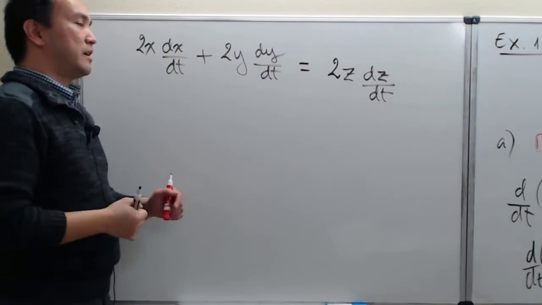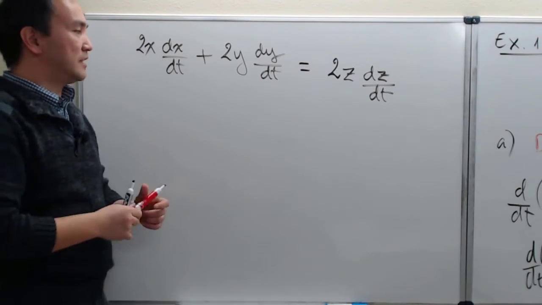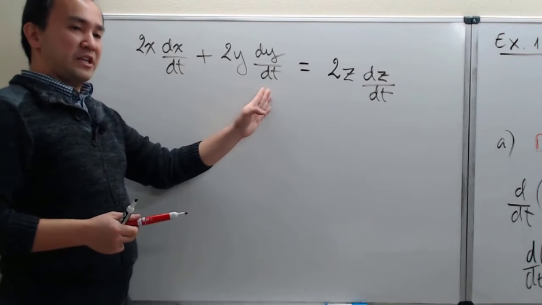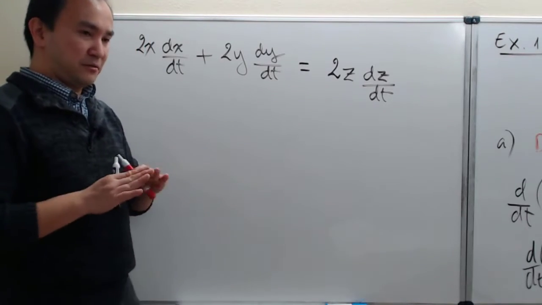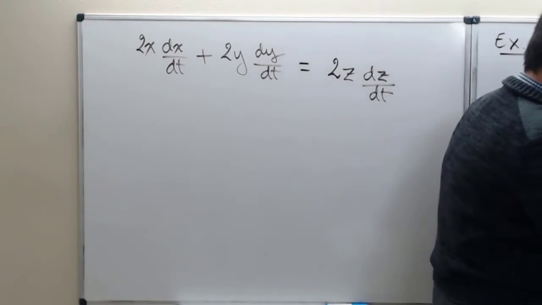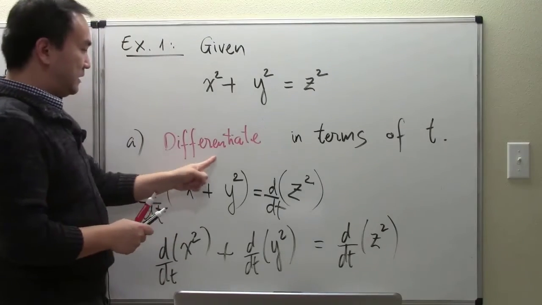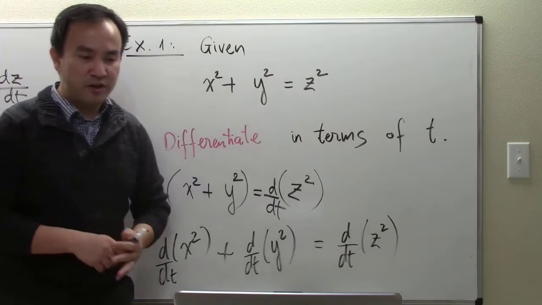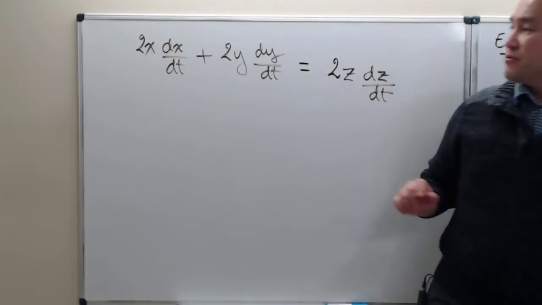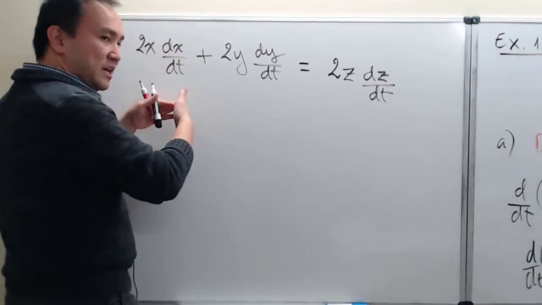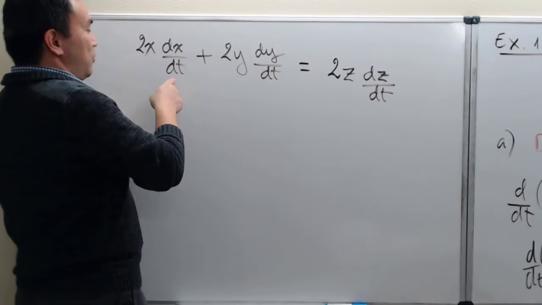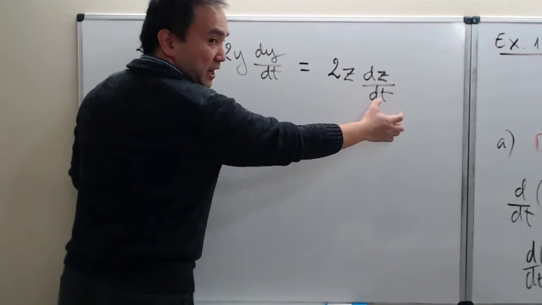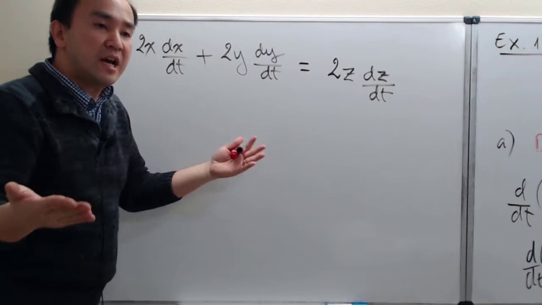All right, congratulations. We have now found 3 rates. The beginning instruction of our problem simply told us to differentiate our equation in terms of t, and now look at what we have produced here. We have produced for ourselves another equation with 3 rates, and all these 3 rates are related.